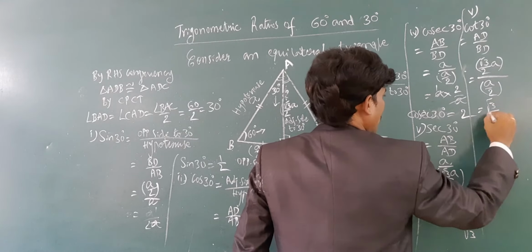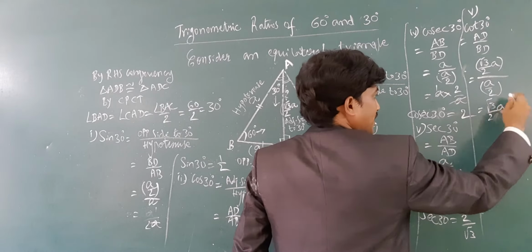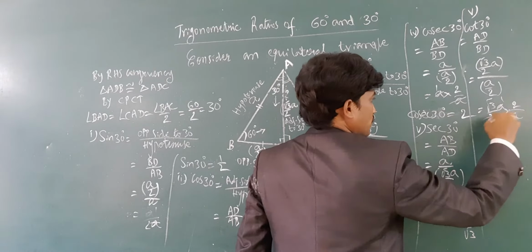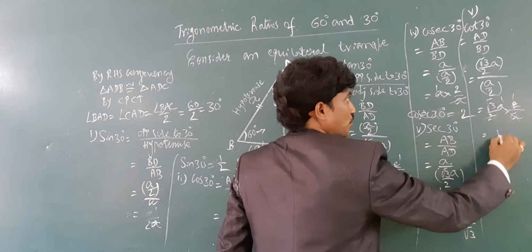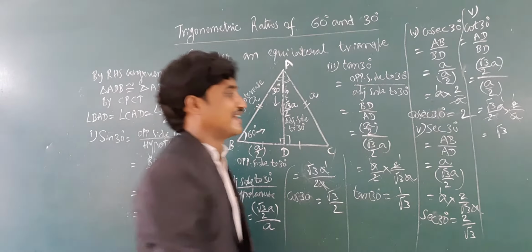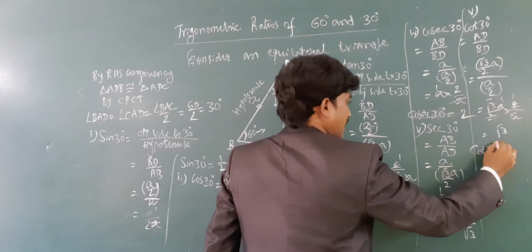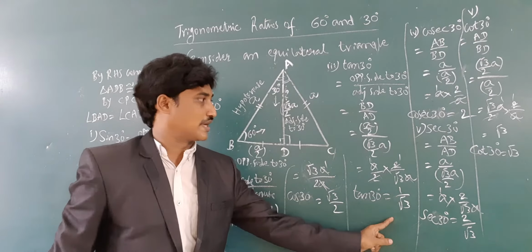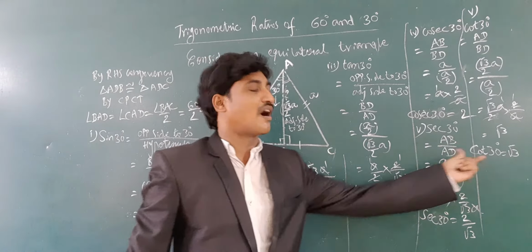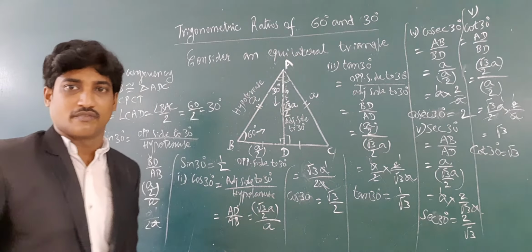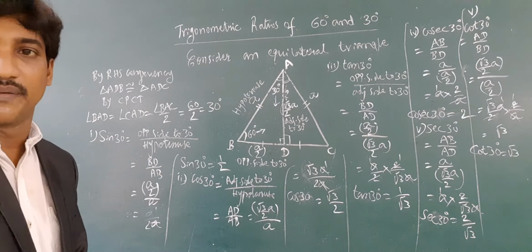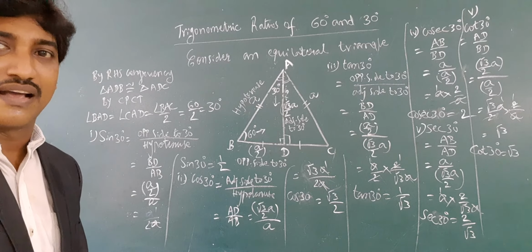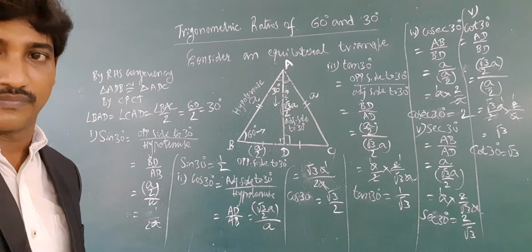Next, root 3 by 2A into the reciprocal of A by 2, which is 2 by A. A gets cancelled one time, 2 one time, root 3 into 1 is root 3. So cot 30 degree value is root 3. Here we found tan 30 is 1 by root 3 and its reciprocal cot 30 is root 3. From this we found trigonometric ratios of 30 degree using an equilateral triangle.